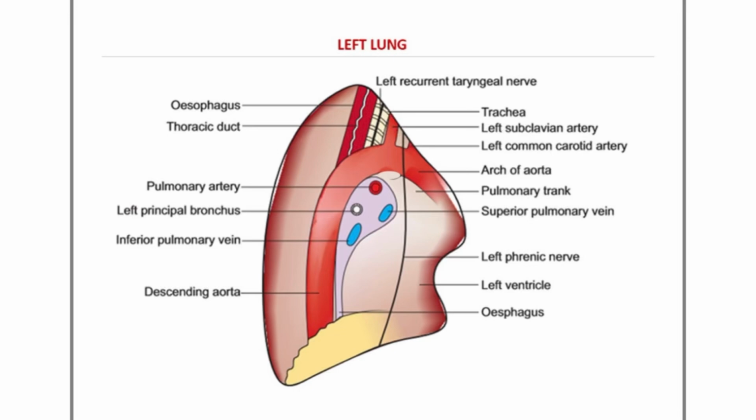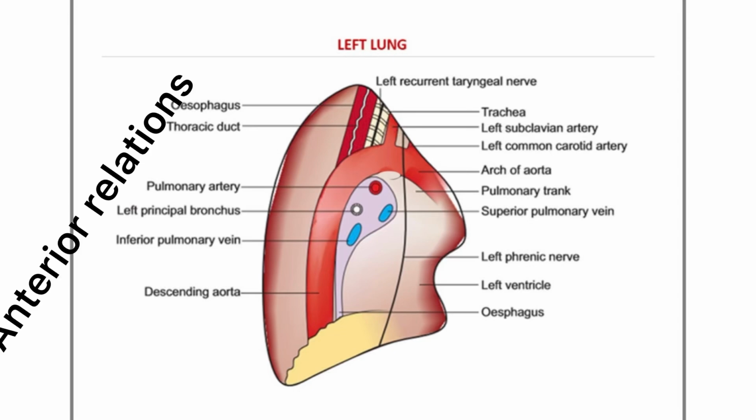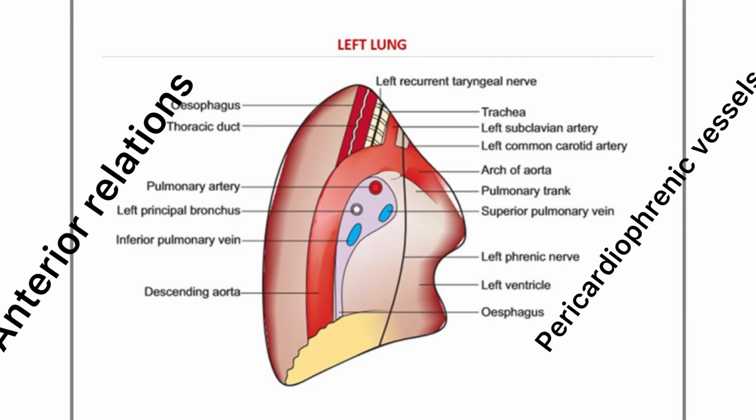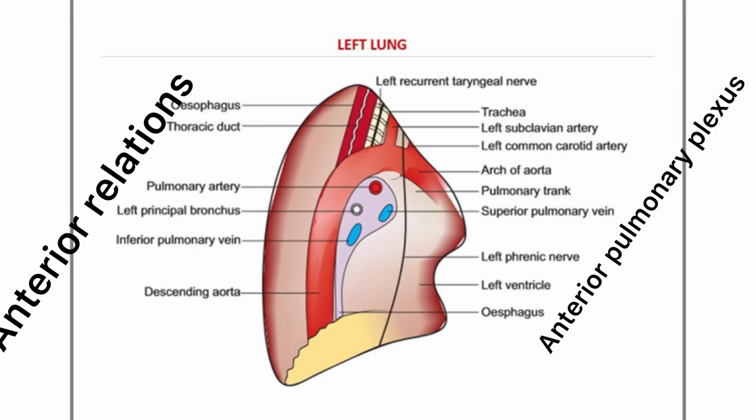So we have the anterior relation, the posterior relation, and the superior and inferior relations. We are going to talk about the anterior relation first. The anterior relations common to both the right and the left lung include: one, the phrenic nerve, which you can see on both the right and the left side of the lung. The second one is the pericardiophrenic vessels. And finally, the anterior pulmonary plexus.